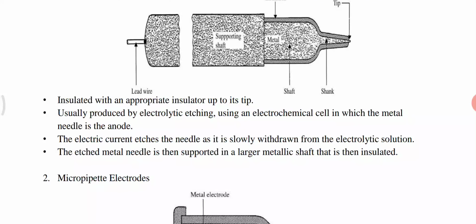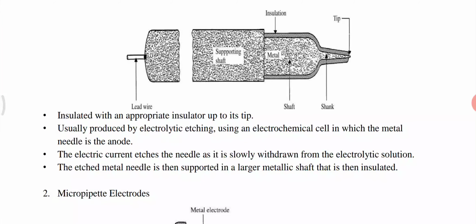The electric current etches the needle as it is slowly withdrawn from the electrolytic solution. The etched metal needle is then supported in a large metallic shaft that is then insulated. That is the main working behind the metal electrode. And next is the micropipette electrode.